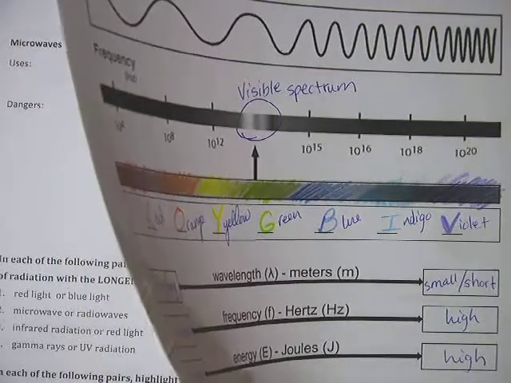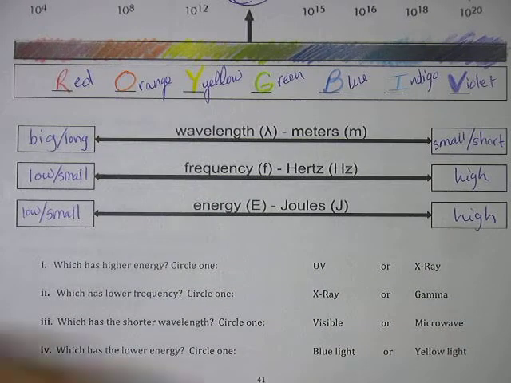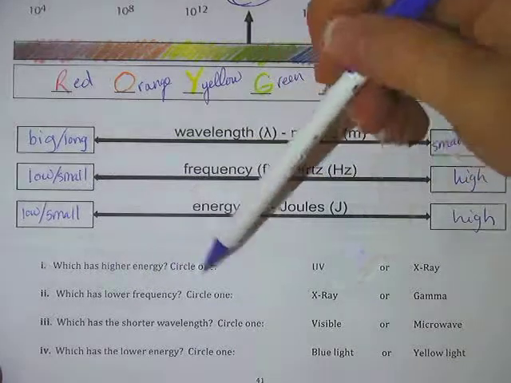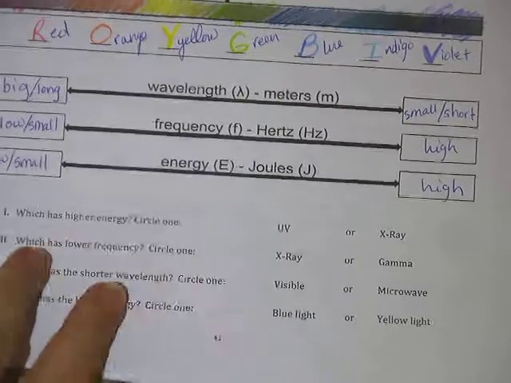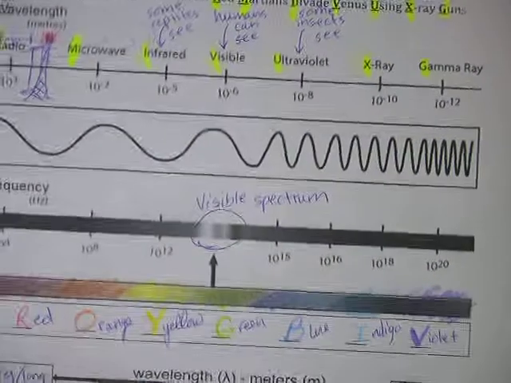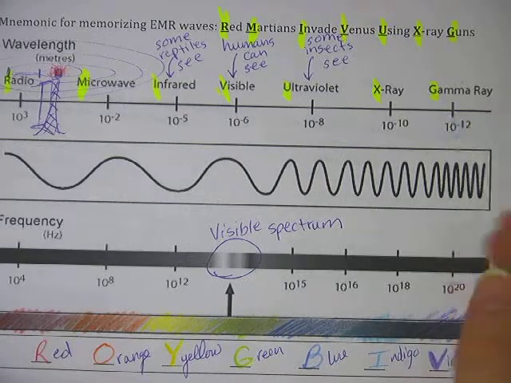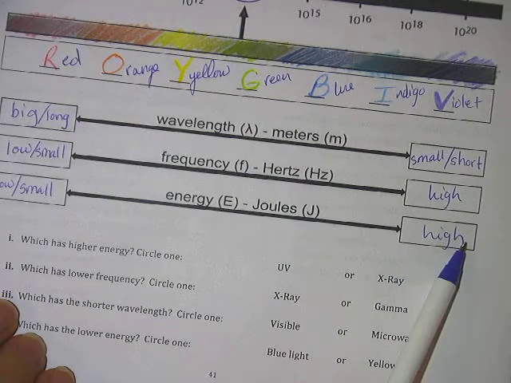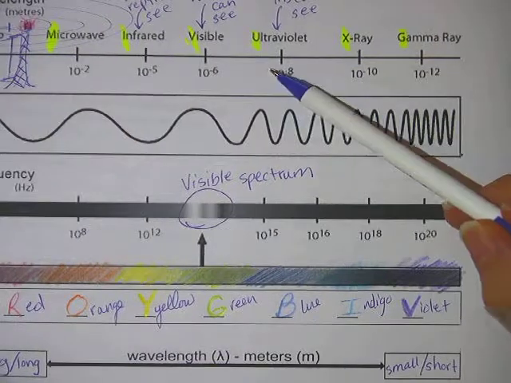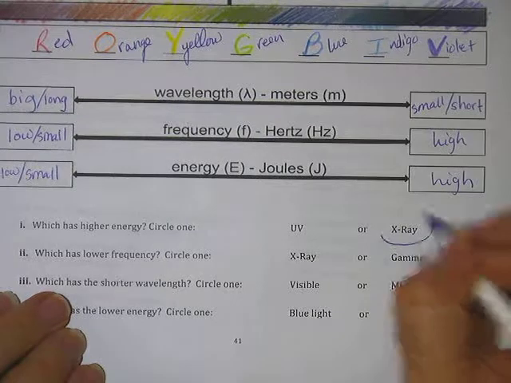So knowing that, let's look at a couple questions to kind of compare. Which has higher energy, UV or X-ray? Well, if we look up at our chart, UV versus X-ray, I know that high energy is going to be the one further to the right, which is the X-ray. So higher energy is going to be X-ray.